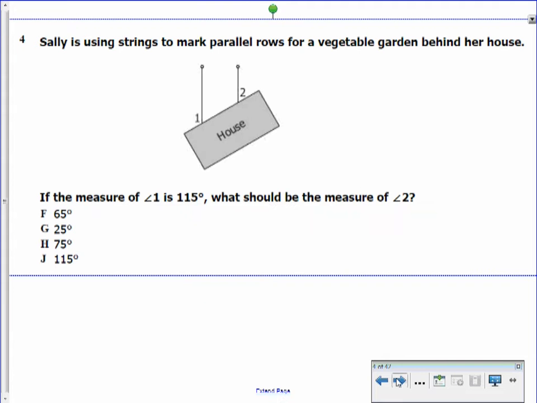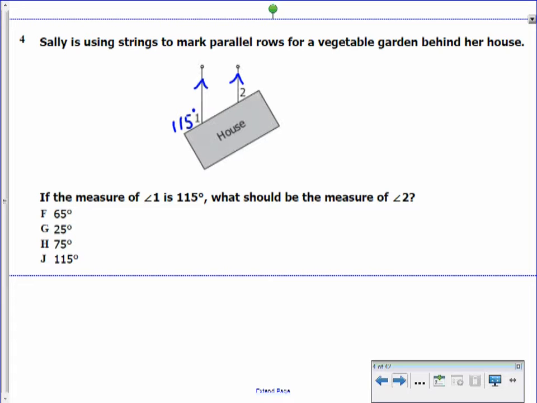Alright, we go to Sally then, her house. So using strings, mark parallel rows. So the strings apparently have parallel rows. The measure of 1 is 115. What should be the measure of 2? We have 115 there. Basically, the houses are transversal.